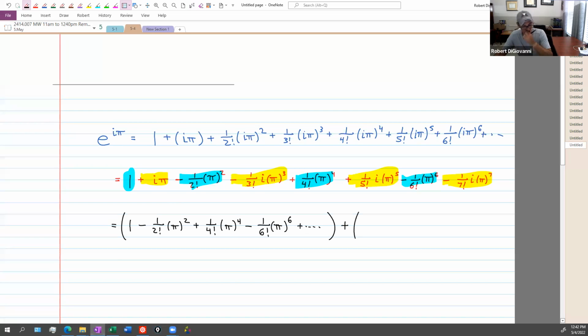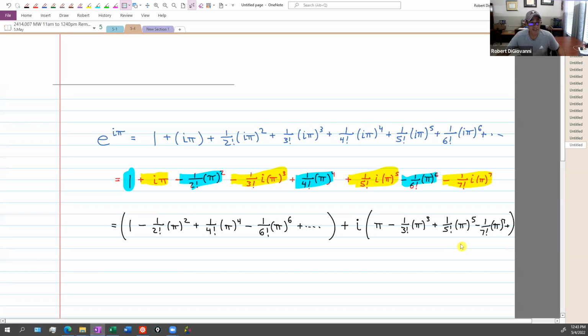Plus, now let's do the group in yellow. All of these have i's, right? All of them have one i. So what I'm going to do is put an i out front, factor an i out of all the yellow ones. And now I have pi minus 1/3 factorial pi to the 3rd plus 1/5 factorial pi to the 5th minus 1/7 factorial pi to the 7th plus that goes forever, right?